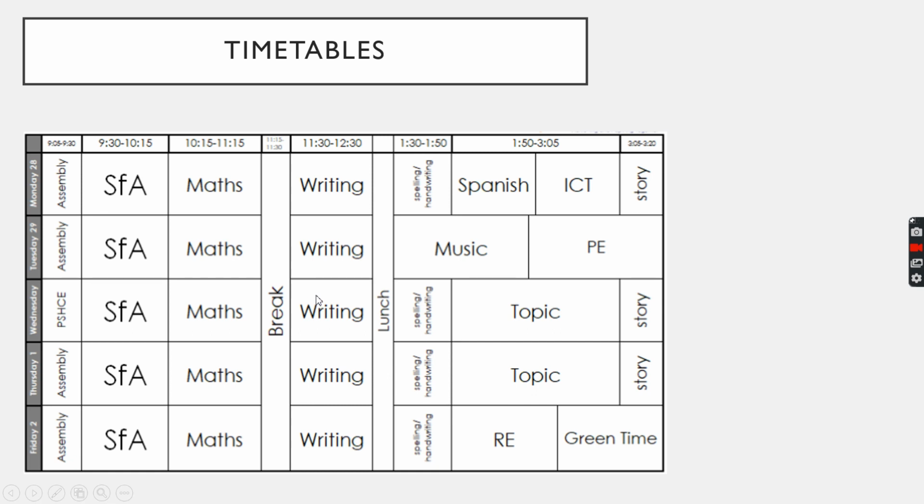Sometimes it's not that simple though. Sometimes they might ask you, how long do they spend on RE and ICT? They might join subjects together. They might say that, I don't know, if a certain child wasn't in school on a Tuesday, what subjects would they miss, or if they weren't in school on a Tuesday, how many hours of writing will they still get in? Loads of different questions.